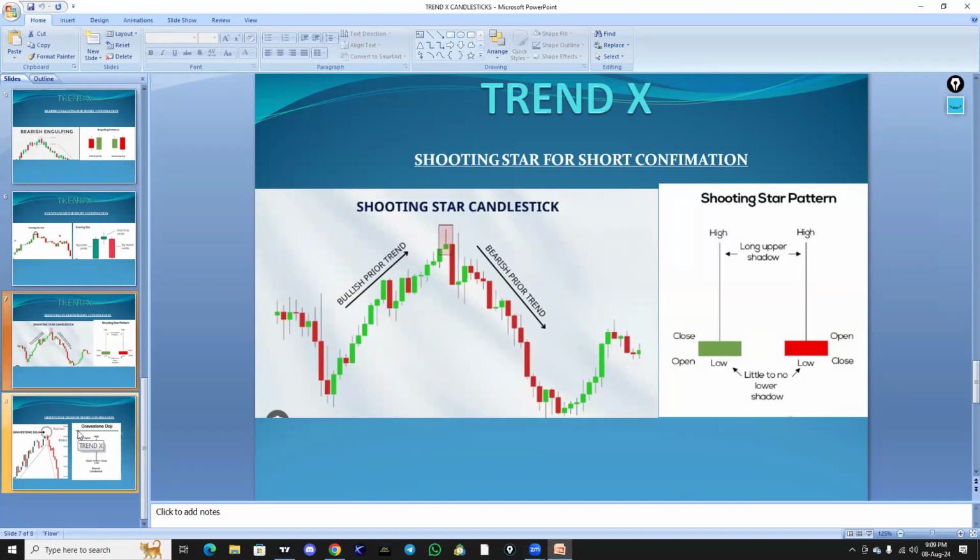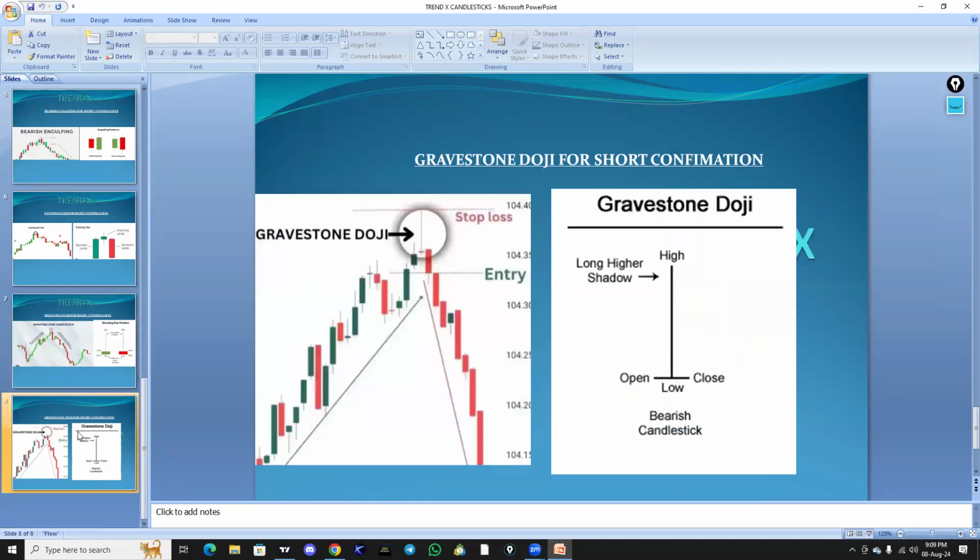The last one is the gravestone doji. So here also, when you see this candle, I wantedly took different images. See, here we have a wick, here we don't have a wick. But you can see both are the same. Here, the most candles I see are evening star and shooting star. Like bullish, I told you, right? Hammer and morning star. Here also the same.